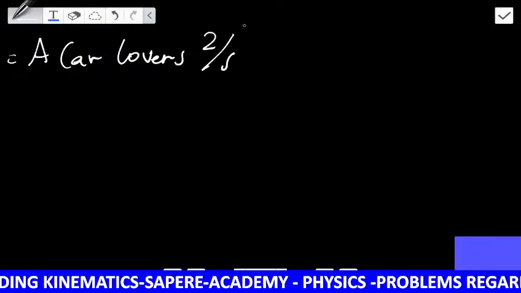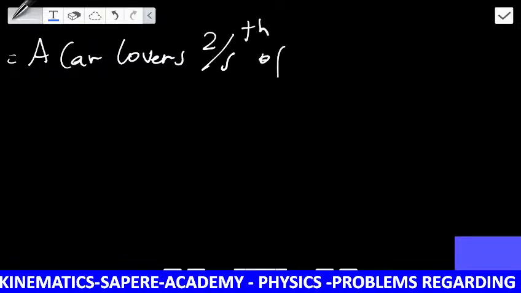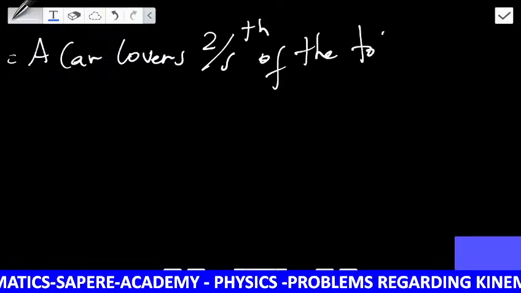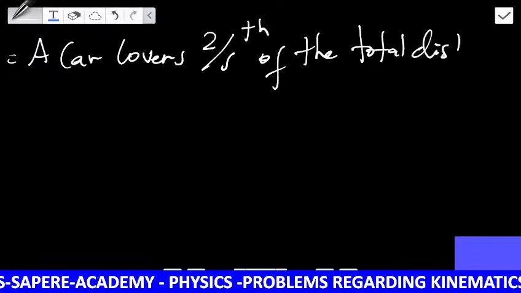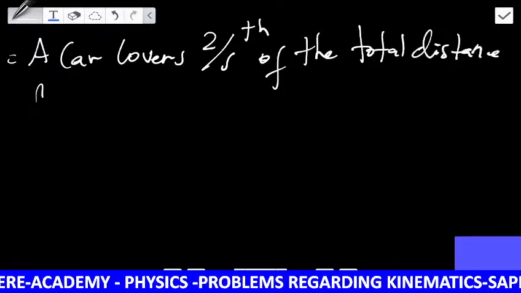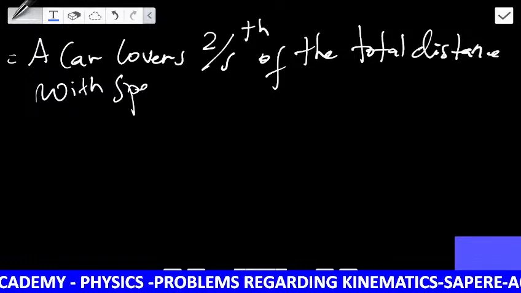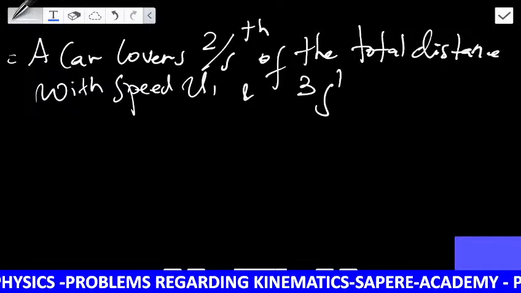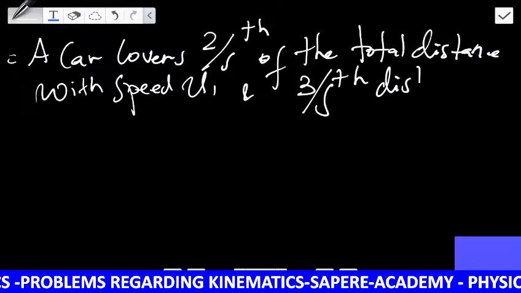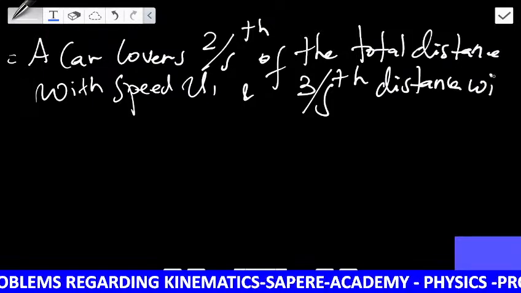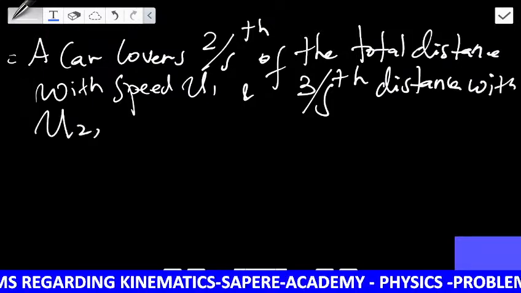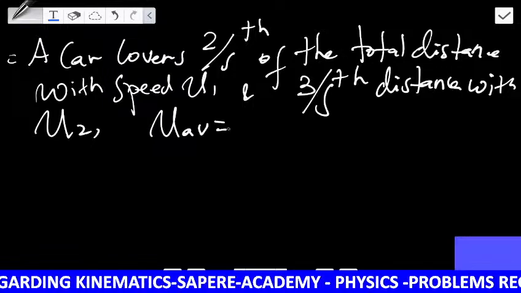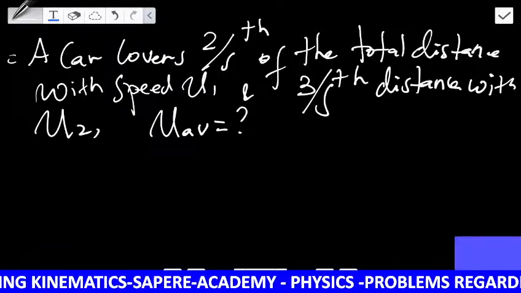Now suppose that a car covers 2/5 of the total distance with speed v1 and 3/5 of the total distance with v2. Then what is the average speed of the car?